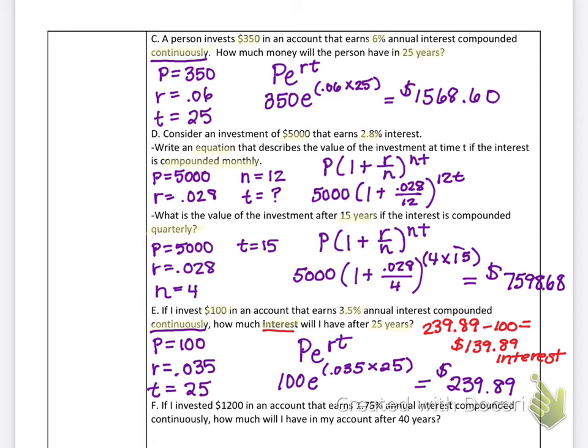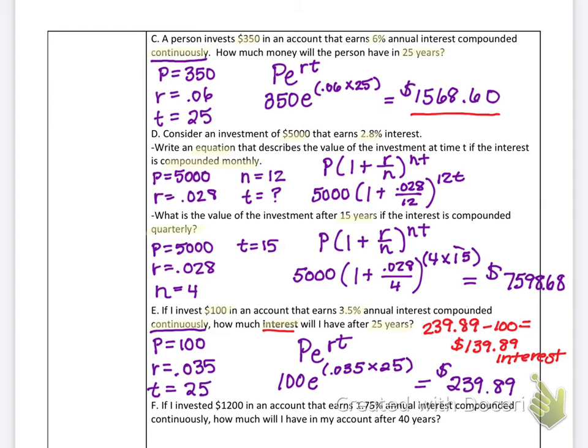Hopefully you are getting the same answers as me, or what you see on the screen. Essentially what I'm doing is just plugging in the values for each of the equations. Most of the questions just ask us how much we're going to have in total. The first question says how much money will the person have after 25 years? They actually have a pretty hefty sum. They have $1,568.60, so pretty good. Now notice that it is compounded continuously, so very probably unrealistic, but you never know.